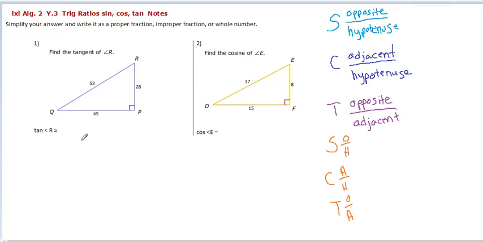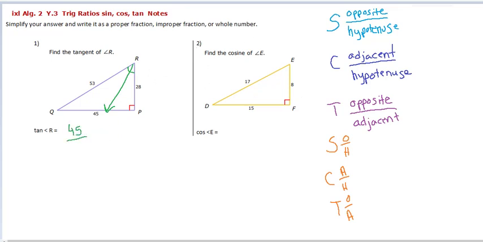All right, so this one is asking for the tangent of angle R. So it depends on where you're standing. Like if you were standing in this triangle right here at angle R, you would be looking for the opposite leg as a ratio to the adjacent leg. Opposite leg is just going to go straight across the street. That's the opposite leg. So that one is 45.